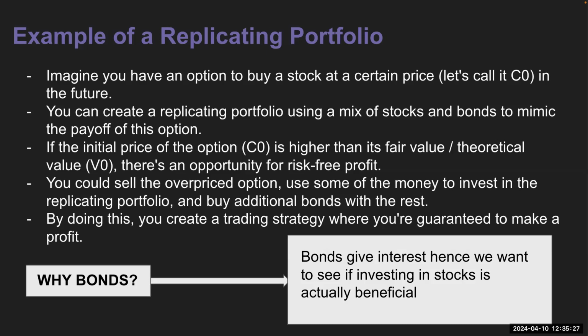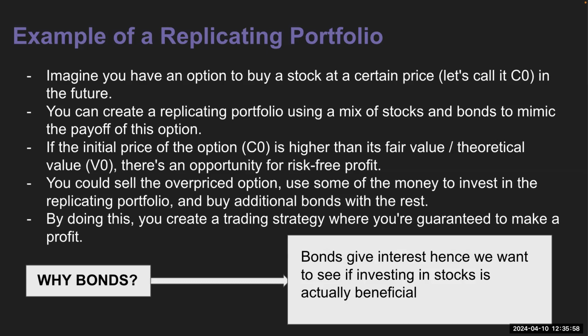So this is a replicating portfolio. Imagine you have an option to buy a stock at a certain price, which is C0, in the future. So you can create a replicating portfolio with stocks and bonds to pay off this option. So if the initial price of the option is higher than the fair value or the theoretical value, which is V0, we will see how this is calculated in a tree on the next slide.